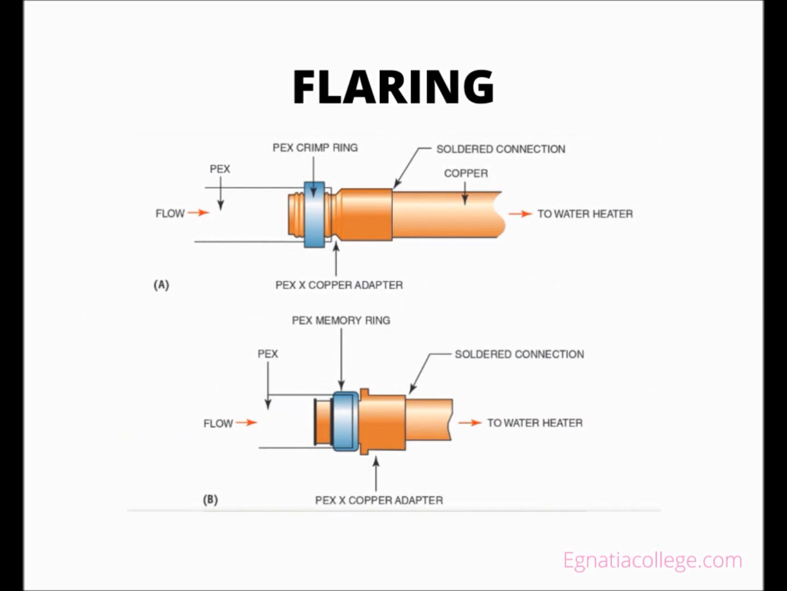Some codes dictate that PEX cannot be connected directly to a water heater, so it is usually converted to copper. A PEX expanding process utilizes a memory ring instead of a crimp ring but is still connected to copper using a specific adapter.